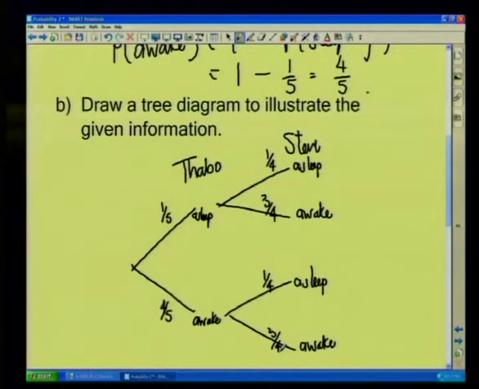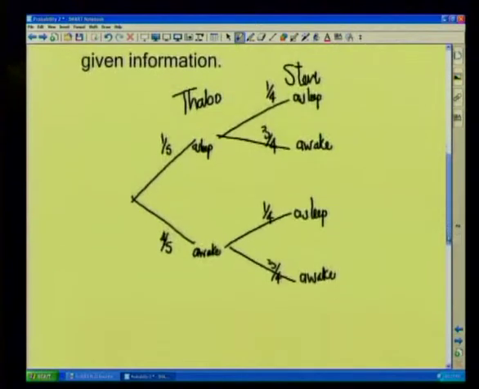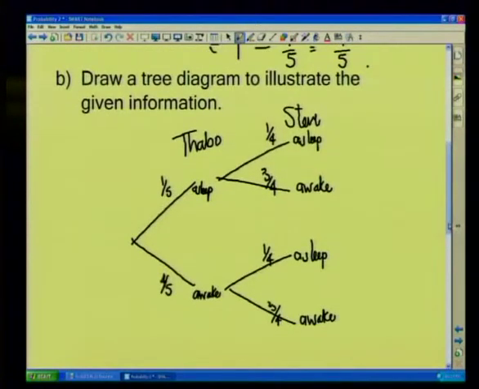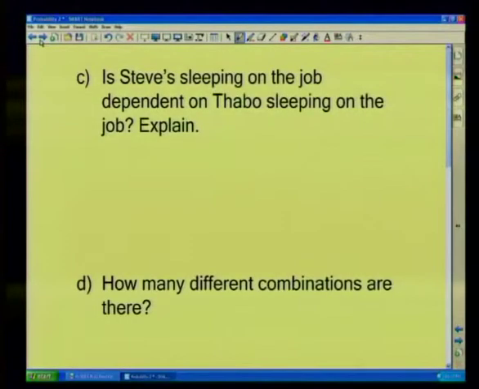So we've drawn our tree diagram to illustrate this information, and if we look on the next page, we'll see that there are questions that are related to this. The first question is not related really to the tree diagram, but you can see that it is useful to use a tree diagram to decide that. Is Steve sleeping on the job dependent on Tabo sleeping on the job? Explain. Now I know that lots of you, when you come to do maths, explaining is the hardest part. So let's think about it. Is Steve sleeping on the job dependent on Tabo sleeping on the job?